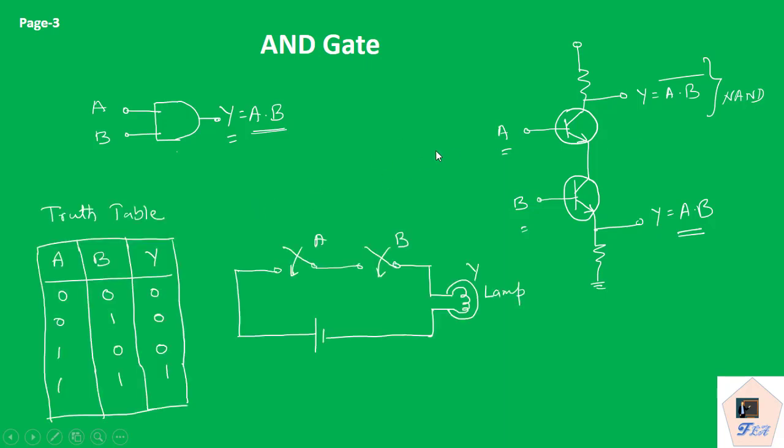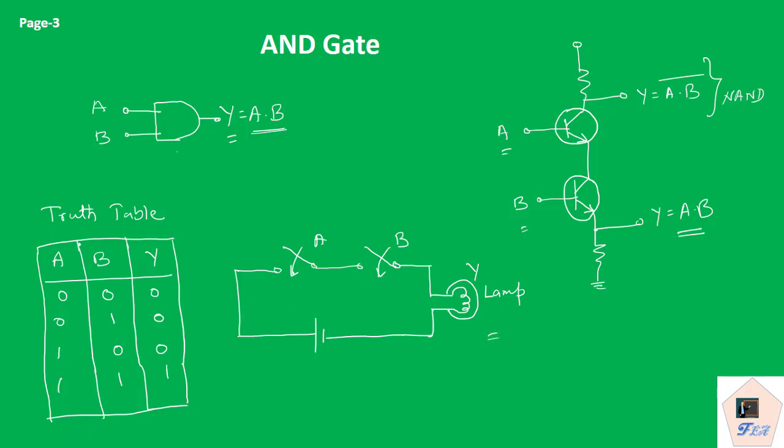So once again we can explain this with the help of a lamp. Here we have two switches connected in series. Now this lamp will glow only when both A and B, both the switches, are closed. If either of the switches is open, then this lamp will not glow.